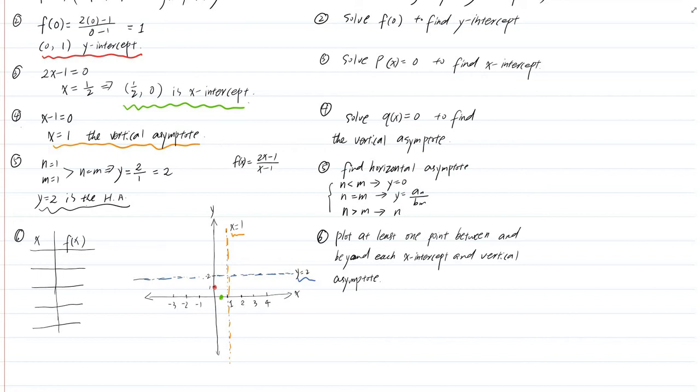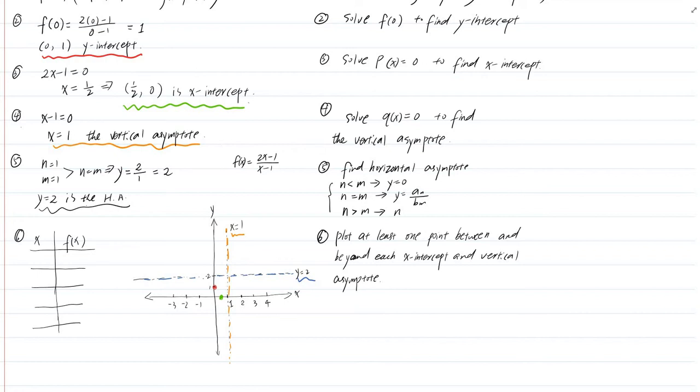And then what we're going to do is plug in some points. If you look here, we have the vertical asymptote, this orange color right here. The simple way to say it is we're going to plug in some points to the left side, and then plug in some points to the right side of the vertical asymptote. So I'm just going to pick some random points. You can use different ones.